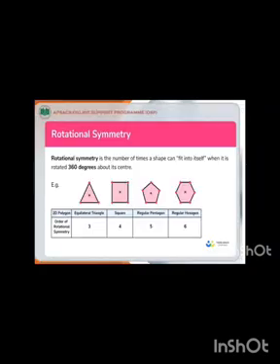And the second one is rotational symmetry. Rotational symmetry is the number of times a shape can fit into itself when it is rotated 360 degrees about its center. Rotational symmetry is basically when a shape looks the same after it is rotated around a fixed point. That point is called the center of rotation.